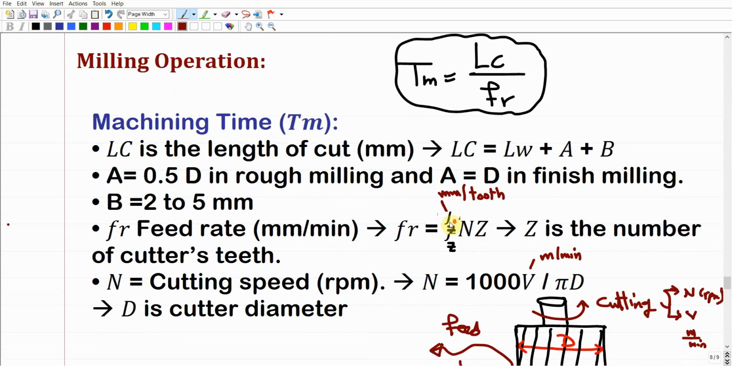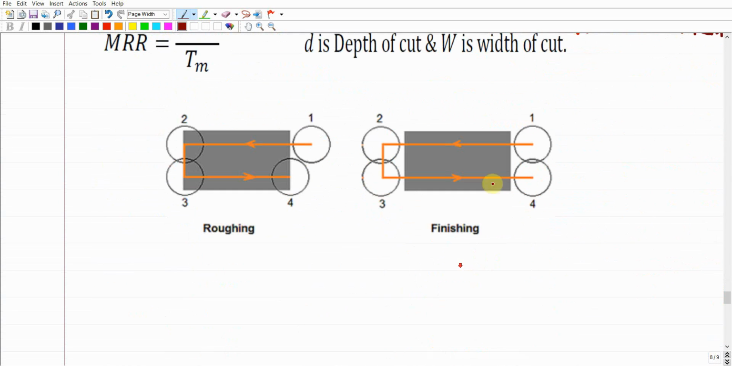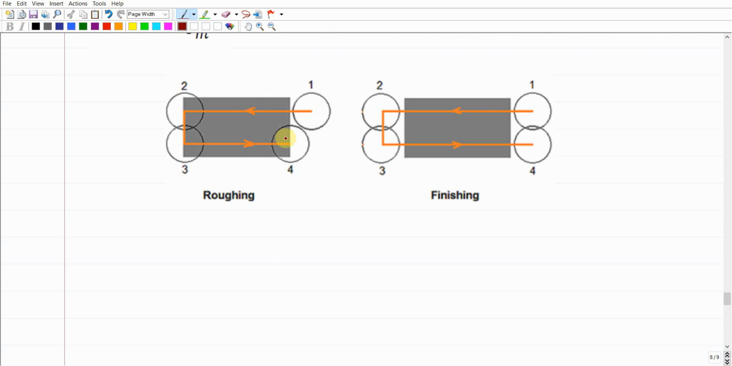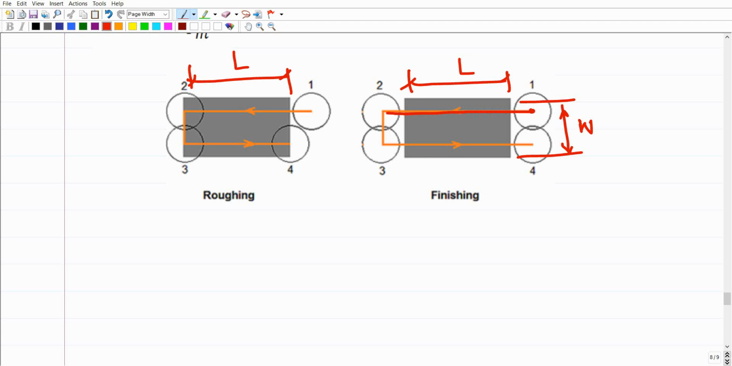But how about Lc? This should be the length of cut. Here in this schematic, I'm explaining the length of cut. It should definitely equal the length of the work part. This is going to be L, the length of the work part, and this width is going to be W, the width of the work part. So how long in terms of distance is the cutter going to move? The cutter is going to start from here and move all the way in this direction up to here.